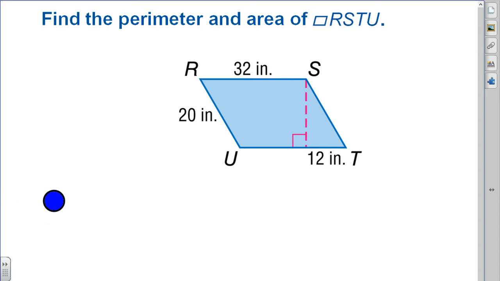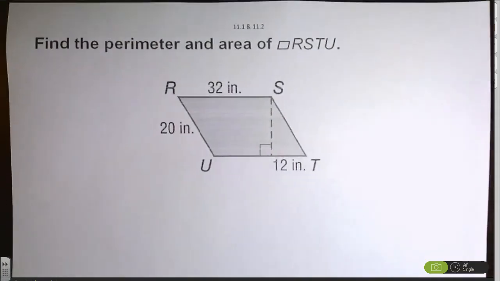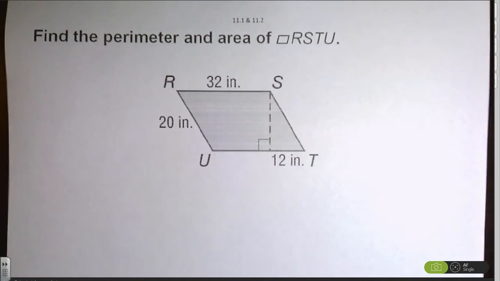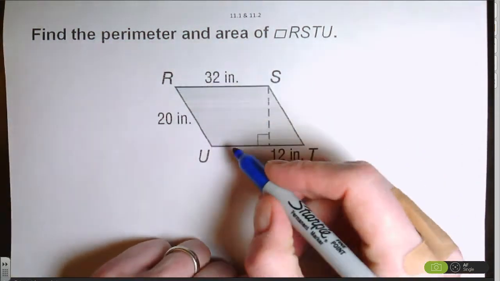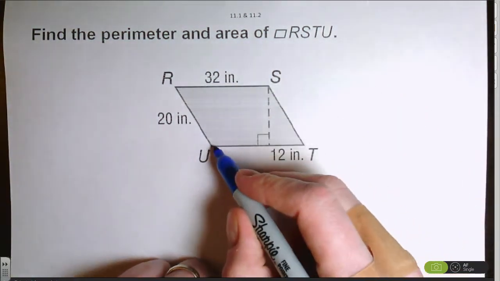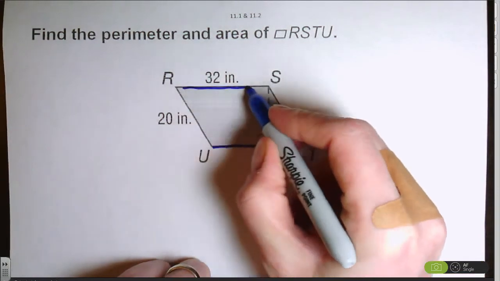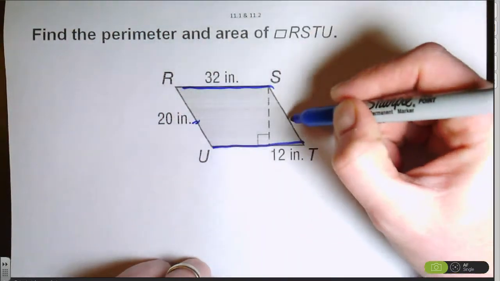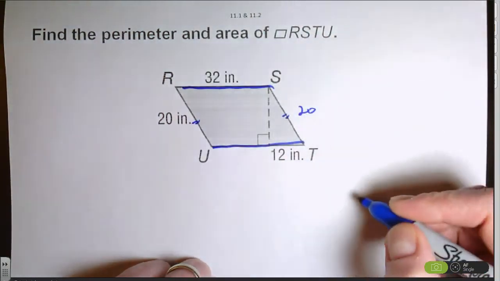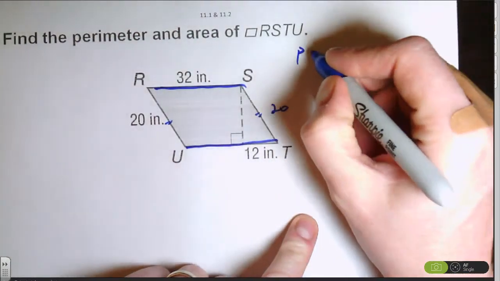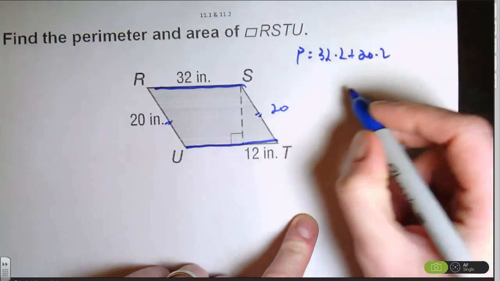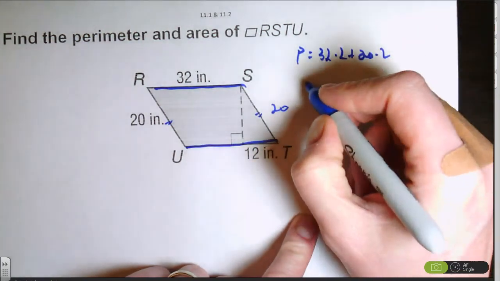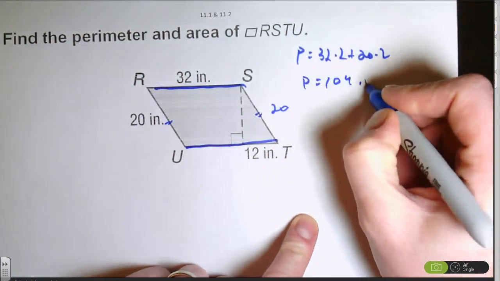Okay, so here we go. First example. Find the perimeter and area. The perimeter will be pretty easy to find because this is 32, and since it's a parallelogram, this also has to be 32. So these are both 32. And this side is 20, so this is also 20. So perimeter is 32 times 2 plus 20 times 2 for the two sides. So 64 plus 40, perimeter is 104 inches.